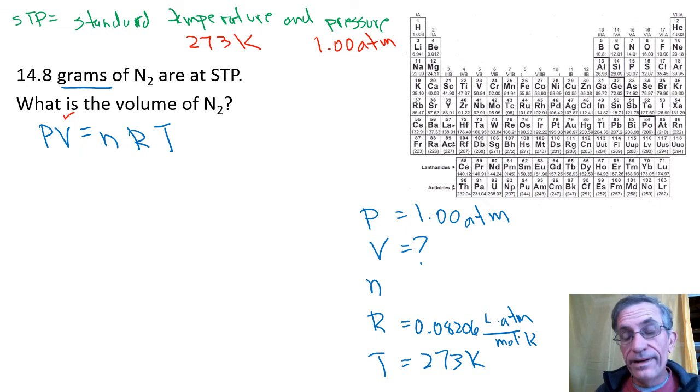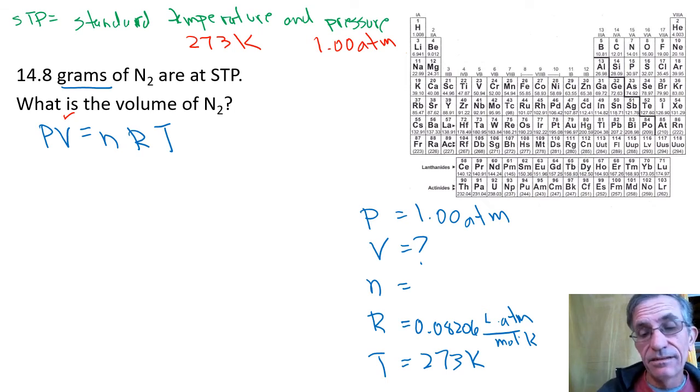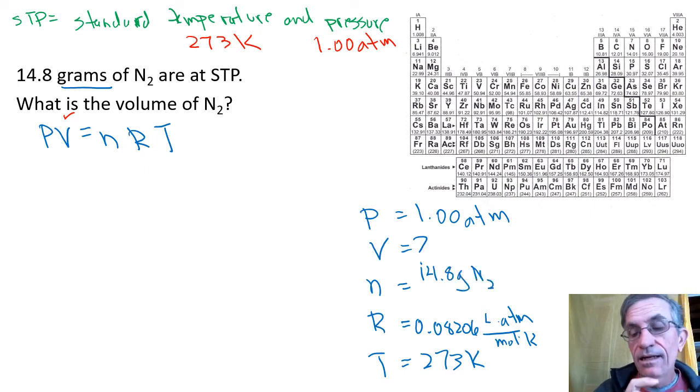So before we can plug in, we have to have moles. Now, we don't quite have moles yet, do we? Grams are not moles. Grams and moles, they're not the same thing, but they are related. So when they're telling me 14.8 grams of nitrogen, I can know the moles. I'm not going to put 14.8 in the equation. That's not going to work. But if you know grams, you can get to moles.